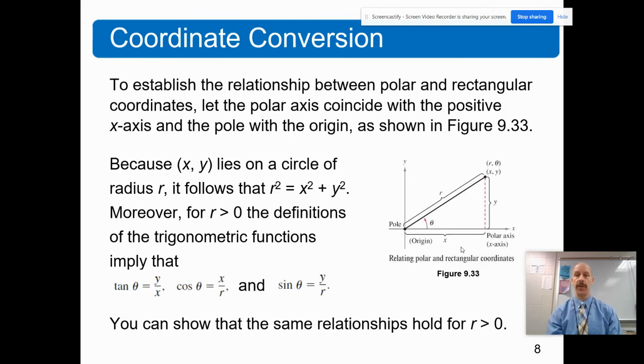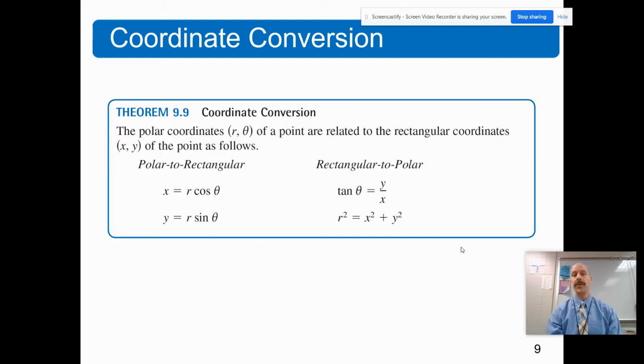To establish the relationship between polar and rectangular coordinates, let the polar axis coincide with the positive x-axis and the pole with the origin. Because (x, y) lies on the circle of radius r, it follows that r squared is equal to x squared plus y squared. Moreover, for r greater than 0, the definitions of the trigonometric functions imply that tangent theta is y over x, cosine theta is x over r, and sine theta is y over r. And so that leads us to our conversion formulas for polar coordinates.